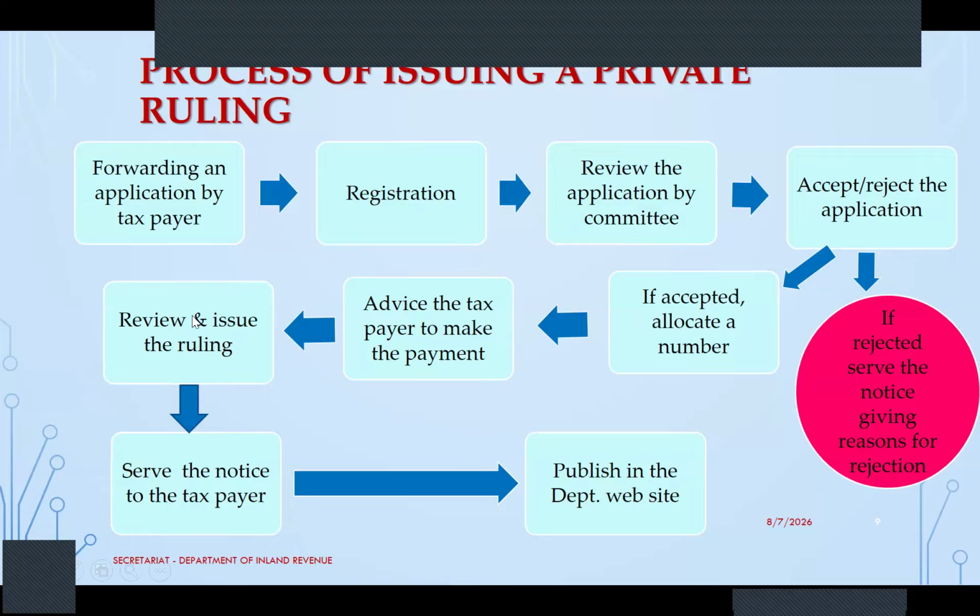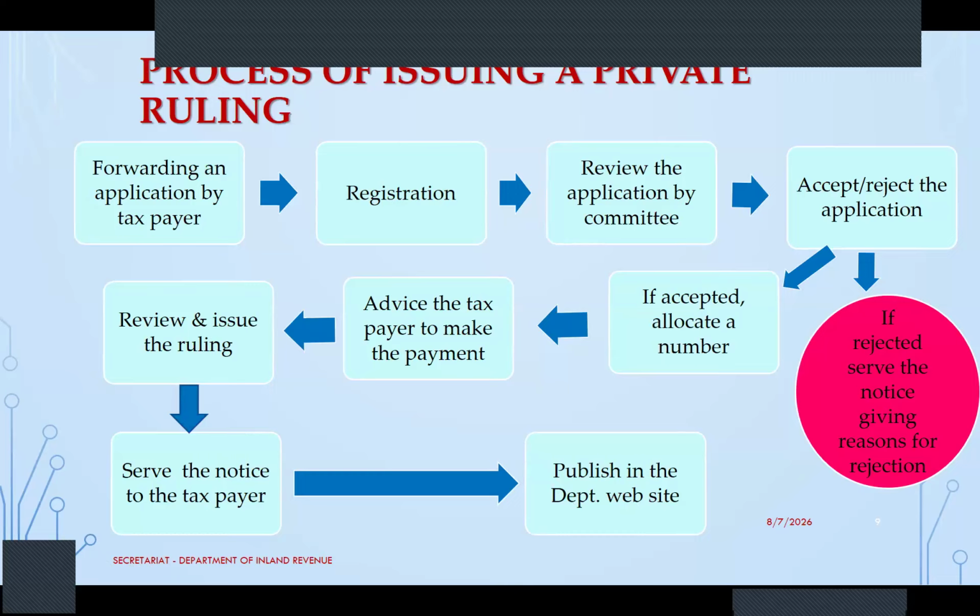Then after that they have to pay it to the department. After making the payment, it will start the reviewing and issuing of the ruling. So after that, the ruling should be issued to the taxpayer. After some period, we can publish it on the website by generalizing. That means, since we have a secrecy provision, we cannot publish it on the website as it is.